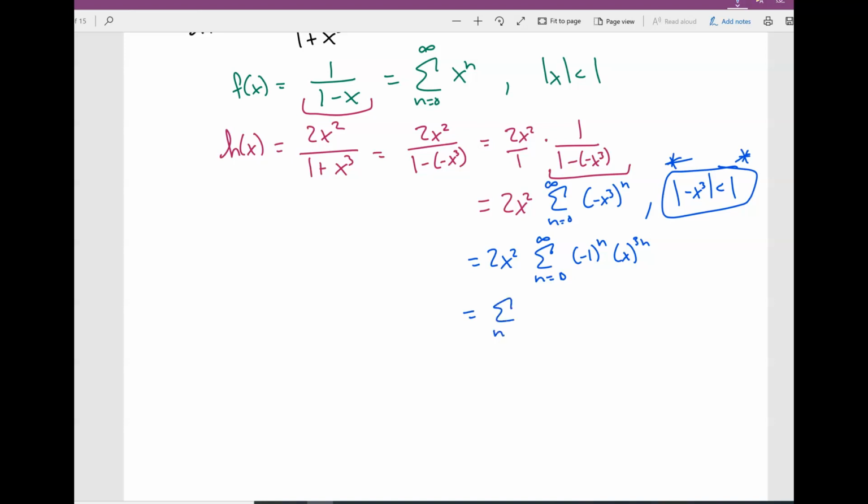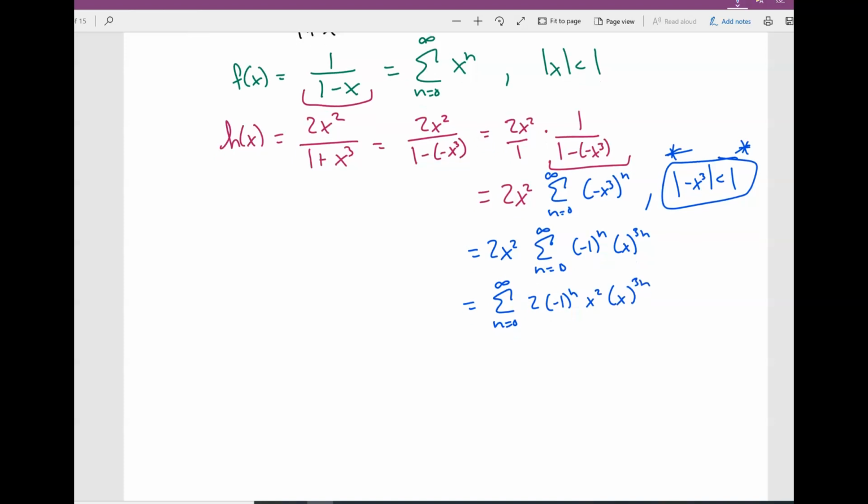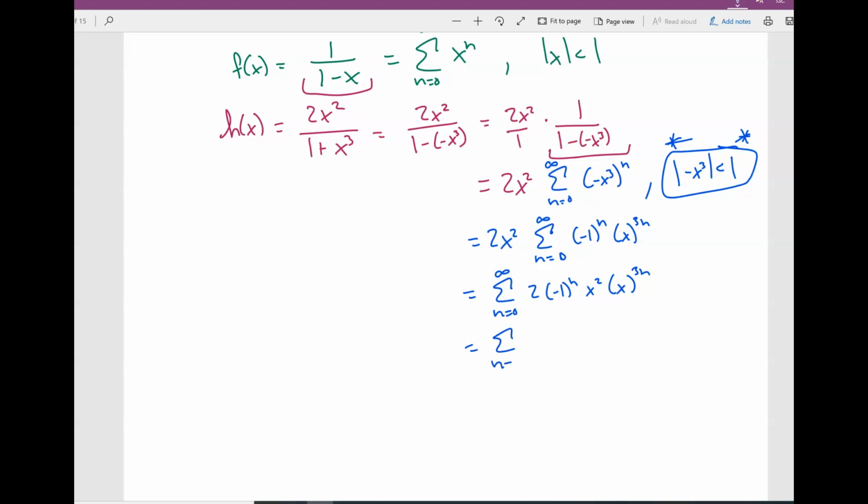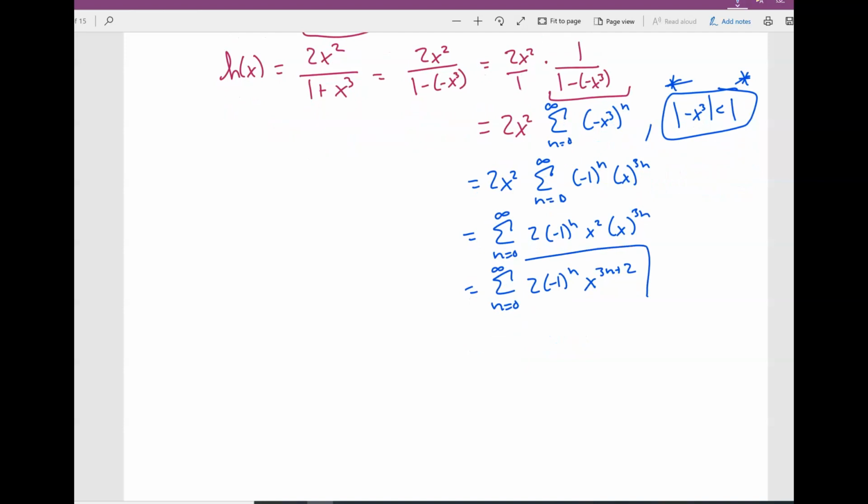So summation from n equals 0. So let me bring in the 2. Negative 1 to the n, and I'm going to bring in the x squared, x to the 3n. Okay, so now this is going to give me the sum from n goes from 0 to infinity, 2 times negative 1 to the n, x to the 3n plus 2, just properties of exponents. Okay, and that's going to be my final answer. Notice the interval of convergence is still going to be the same, from negative 1 to 1. Okay, so it's still going to be exactly the same thing.